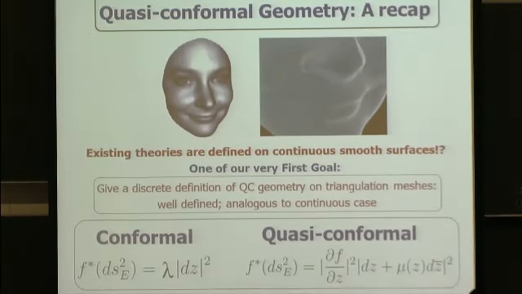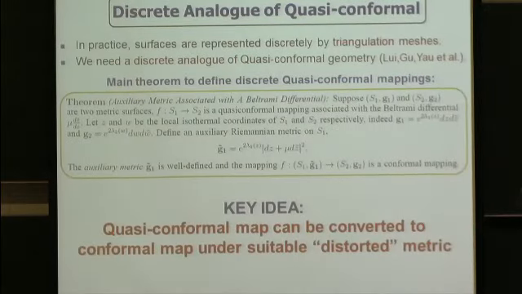So the key here is that we would like to convert everything into conformal because we have the whole theories about conformal on the discrete case. If we want to study quasi-conformal and define a discrete analog on triangulation meshes, the best way is to convert it into a conformal setting. So this is the idea.